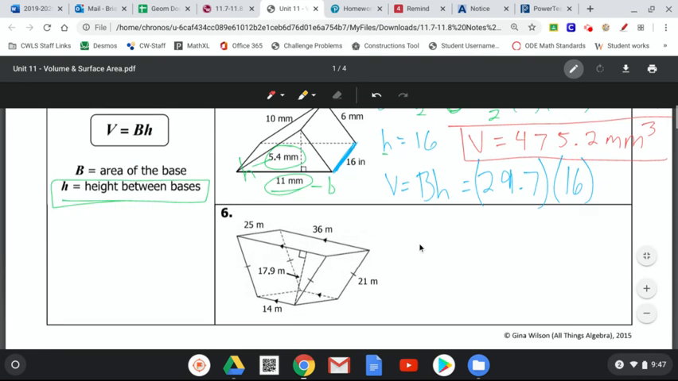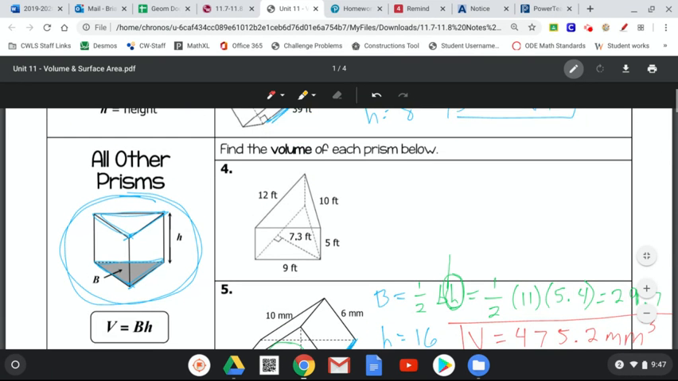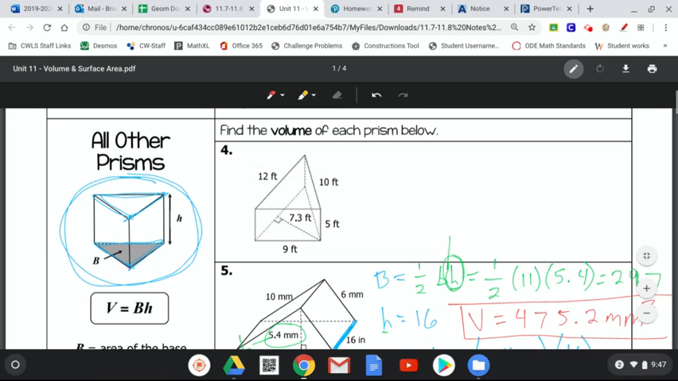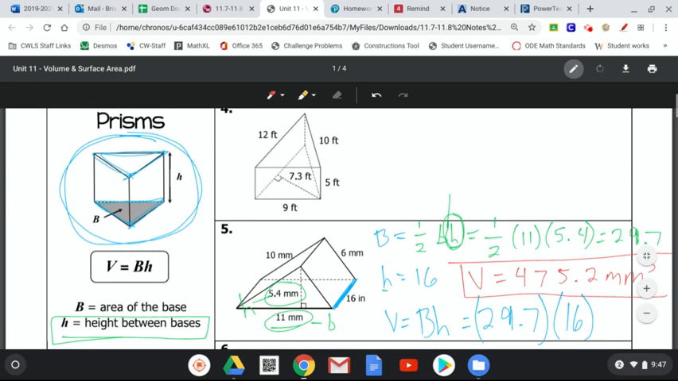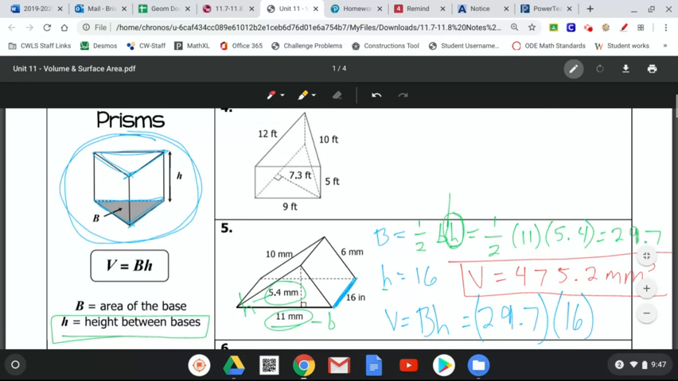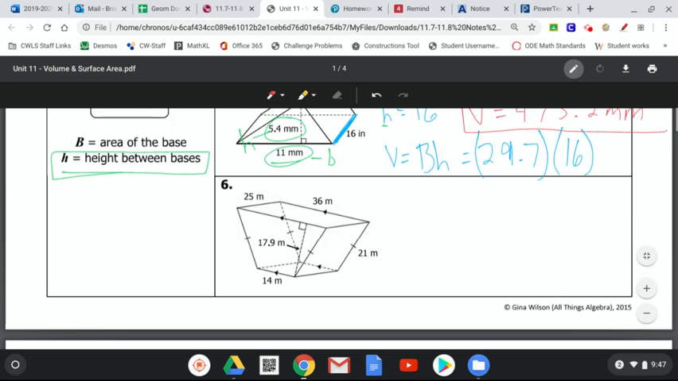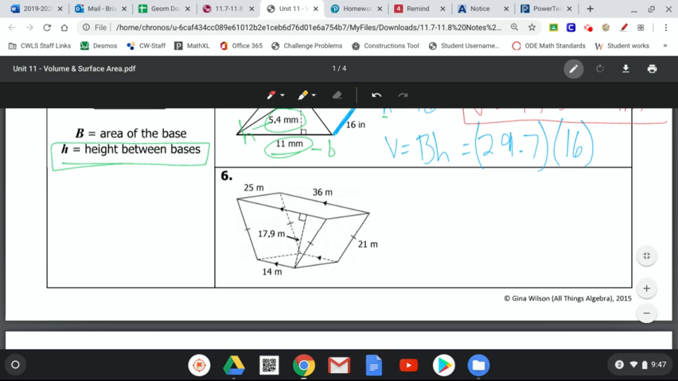Now for number 6. Guys, number 4 is something that you can go back and do on your own and then check the notes key. So if you're looking for some extra practice before you get started, check out number 4. But I want to move on to number 6 here. We have to figure out what the area of our base is and then what the height between the bases is.